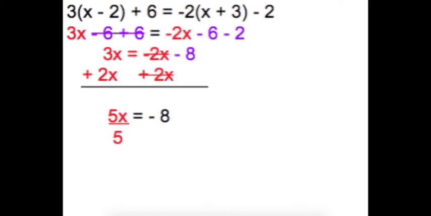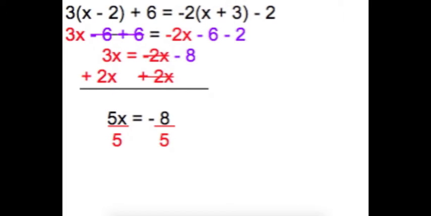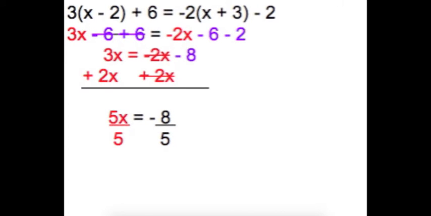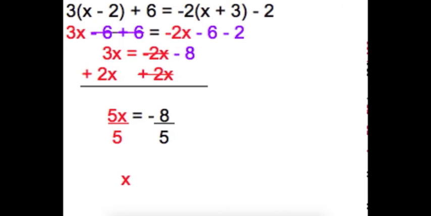Because 5 and x are being multiplied, we can use division to undo this. So we will divide by 5. What we do to one side of an equation, we must also do to the other side of the equation. On the left side of the equation, 5 divided by 5 is 1. So we are left with 1x, or just x.